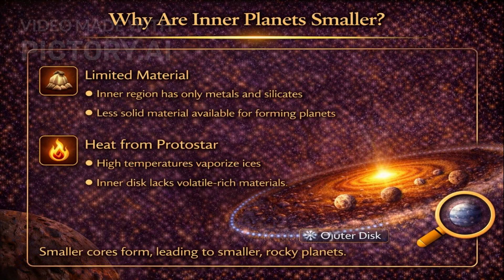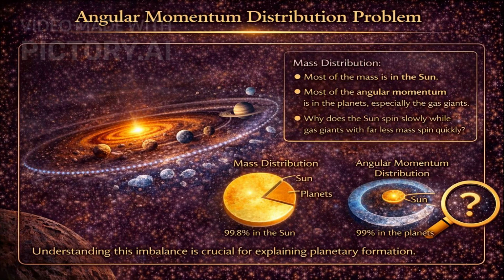Inner planets are smaller due to limited material and high temperatures that vaporize ices, resulting in rocky planets with less solid material available for formation. Understanding the imbalance in angular momentum distribution is crucial, as most of the mass is in the Sun, yet the planets, especially gas giants, hold most of the angular momentum.